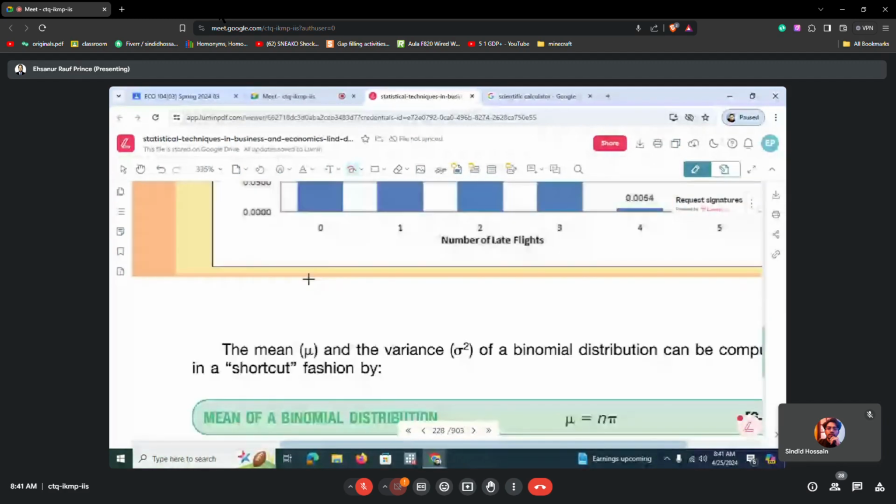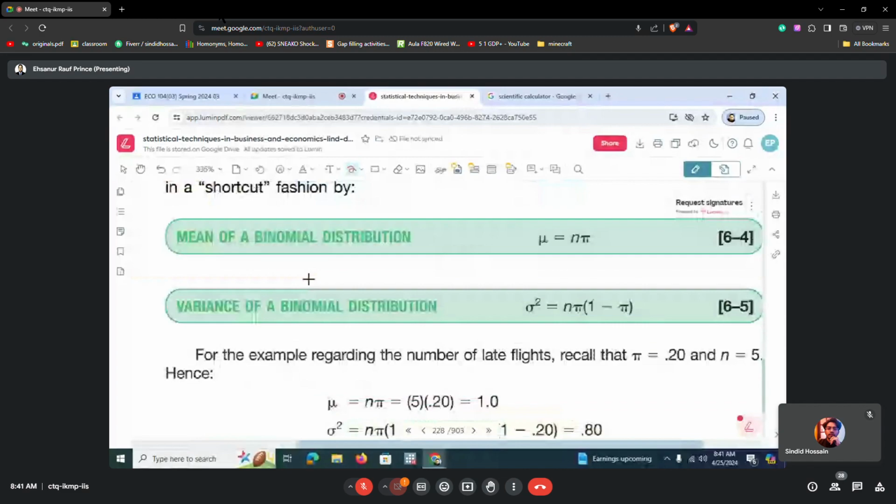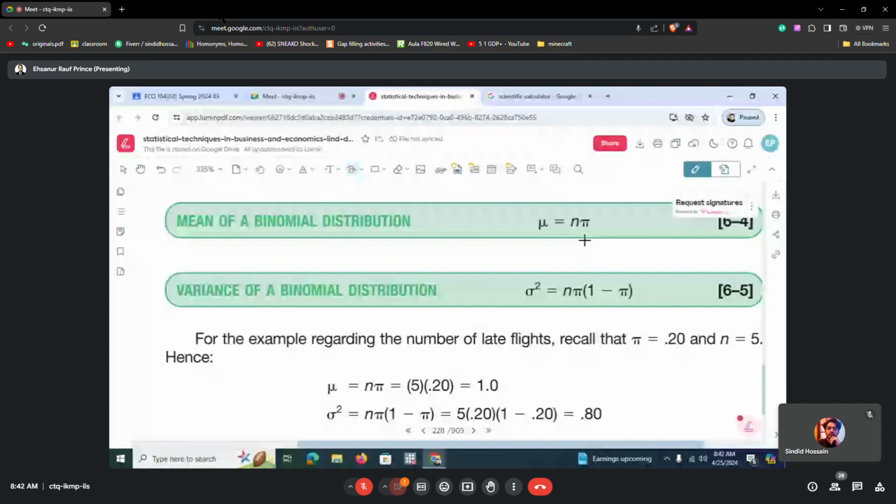Now look, we can also calculate the mean and the variance of binomial probability distribution. One good thing about these is you don't have anything new here. You know all the symbols. Like mu equal n pi. N means what? Number of trials. We have just explained this. Pi is what? Also, we have just explained that pi denotes the probability of success.